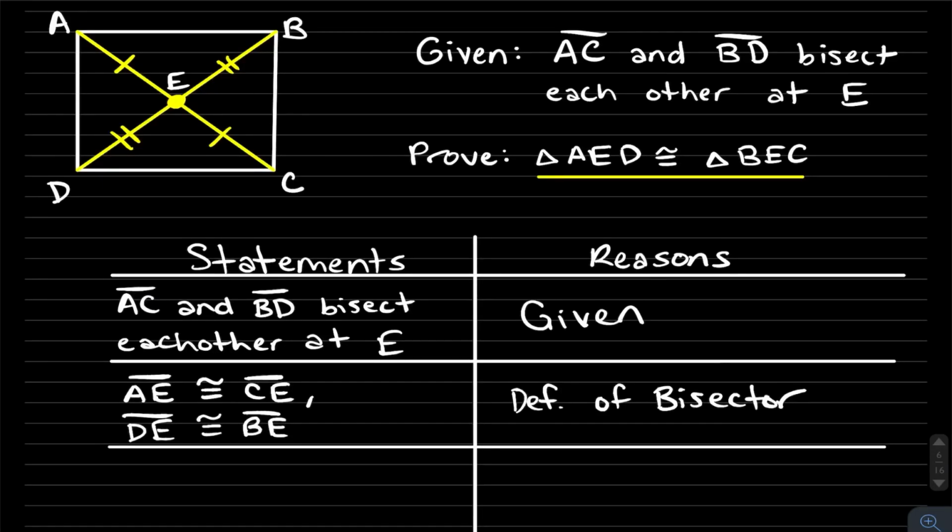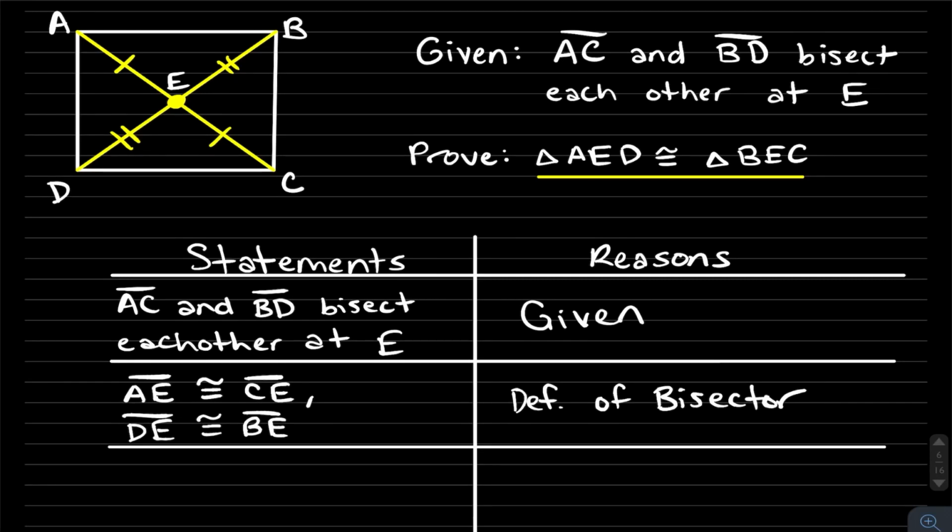Okay, so now that we know that these things are congruent, what else do we know? Let's look at this. We've kind of run out of what our givens are telling us. Our given, we wrote that down, and it told us this. So what else can we see from this shape here?